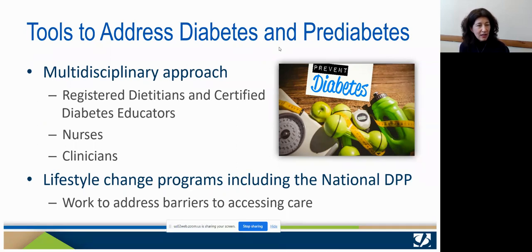In addition to the internal tools that we use, we also use external tools, things like the lifestyle change program, including the national DPP. We know that for some people individual counseling is the most effective strategy, but some people really want a group. That group provides the support that they need, and they need that structure. And so that's where things like the national DPP come in.